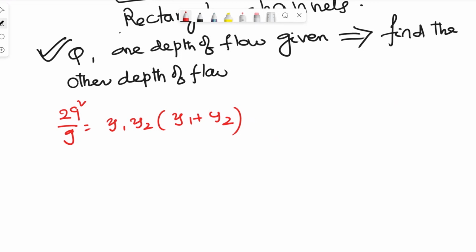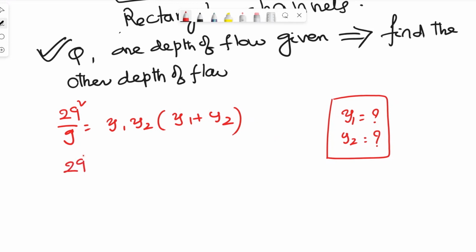Now what I am going to derive is the equation for y1 or the equation for y2. That is nothing very simple. I will do it also. Don't worry much, it is very simple actually. So now I will take it, 2q square by g, mathematical manipulation only, is equal to y1 plus y2, right?